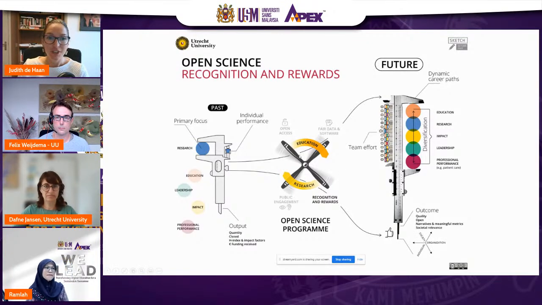So at Utrecht University, we are now implementing this new system of recognizing and rewarding, and we call it the TRIPLE model, where the T stands for team effort, because you do not do this alone and you work as a team in the university. So you should also look at how the team performs and what your role is within this team. The R stands for research. The L stands for leadership, impact for the I, and then professional performance. So that's why we call it the TRIPLE model. And that's what we're implementing now to make open science work.